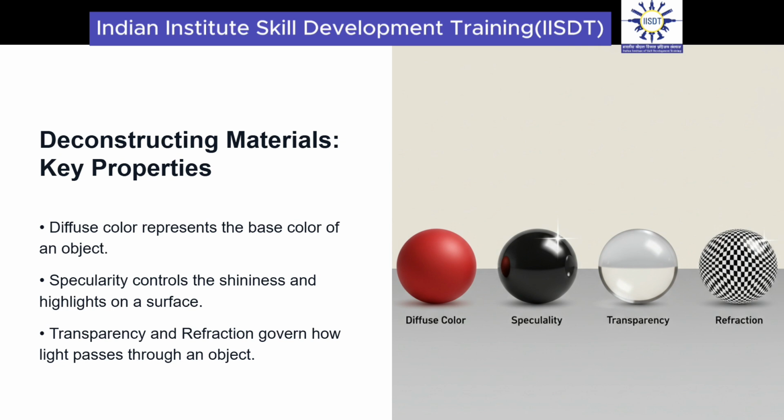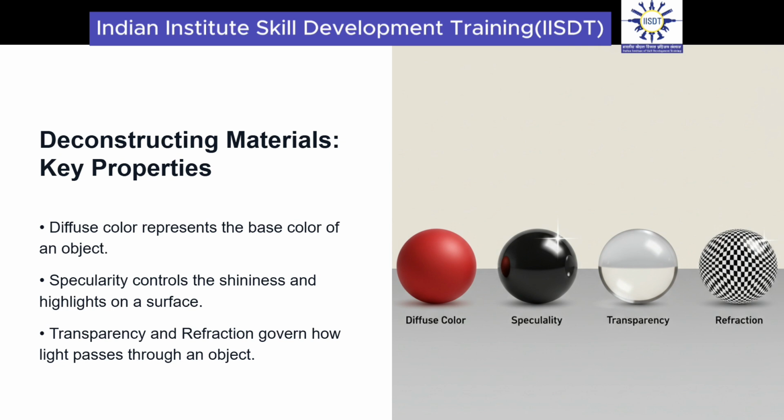Let's start with the most intuitive one: diffuse color. This is the base color of an object when it's hit by a uniform white light. The red of an apple, the blue of a plastic cup. It's what we think of as the object's intrinsic color. Next, we have specularity. This property controls how shiny a surface is. A material with high specularity, like chrome or a mirror, will have very sharp, bright highlights. A material with low specularity, like chalk or dry terracotta, will have very soft, muted highlights or none at all.